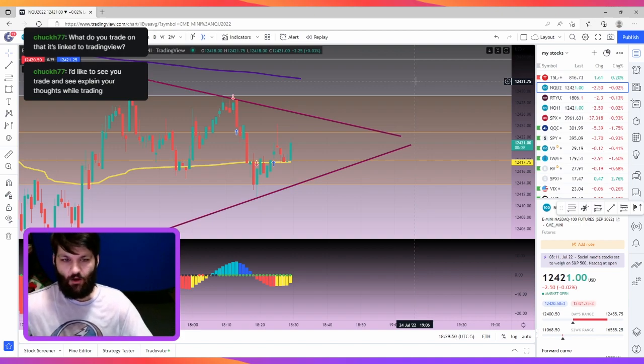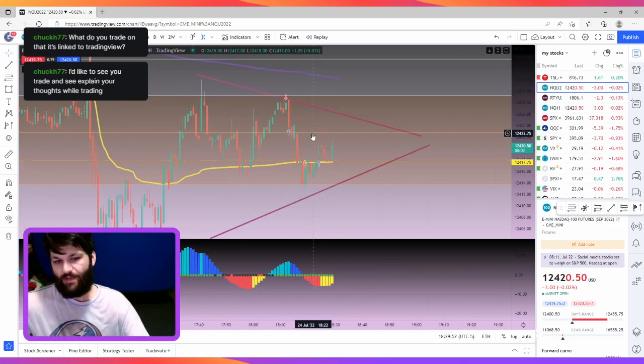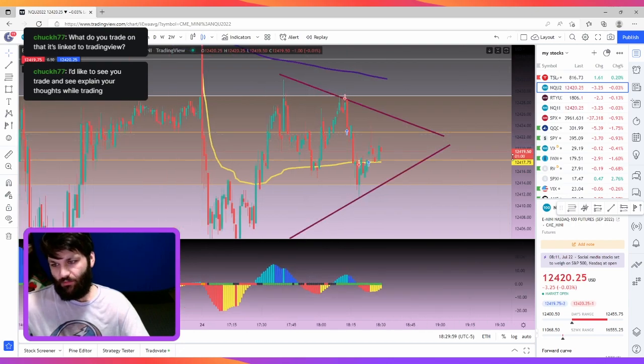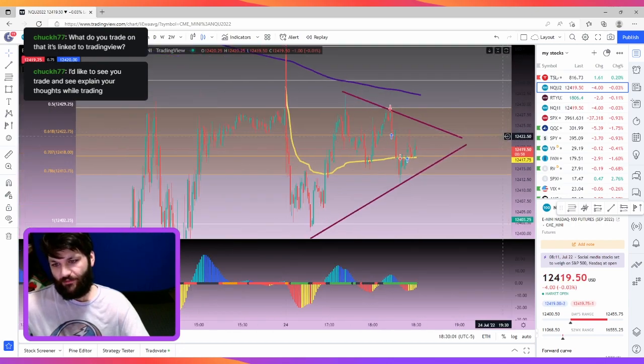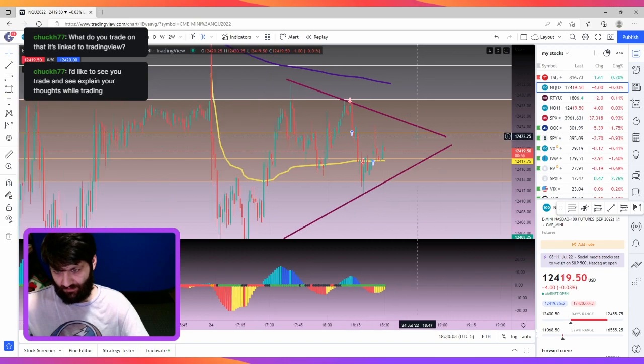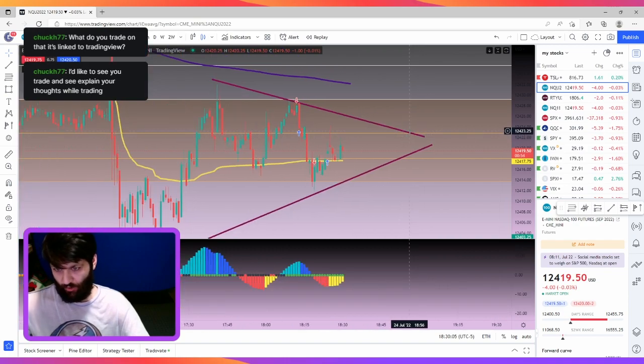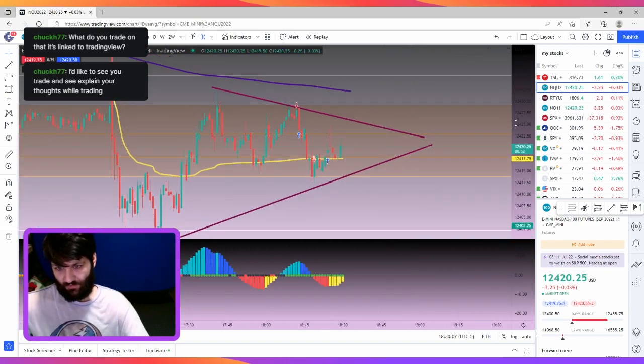Trading is all about your mindset, finding patterns, finding high probability patterns. Basically, this is a high probability pattern that once broken gives you a good move. So that's what we're looking for.